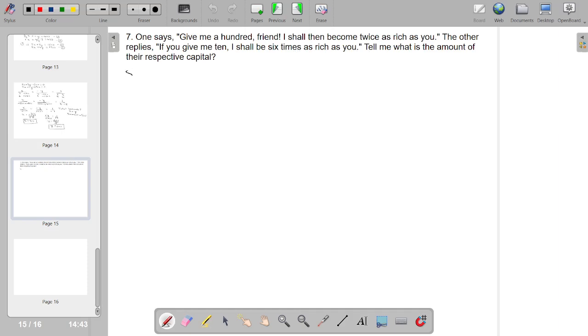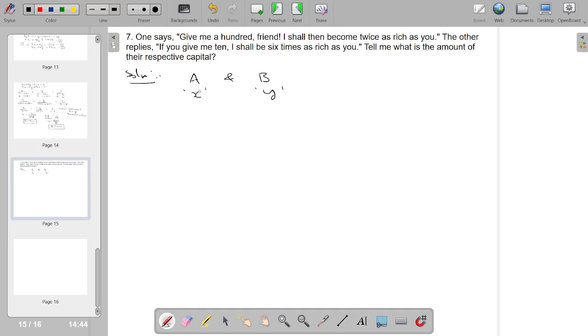So, okay, there are two people. Let's say person A and person B. Person A has got amount X. We don't know how much that is. Person B has got amount Y. We don't know what that amount is. So one says, let's consider person A. Person A says, give me 100 friend, I shall then become twice as rich as you.